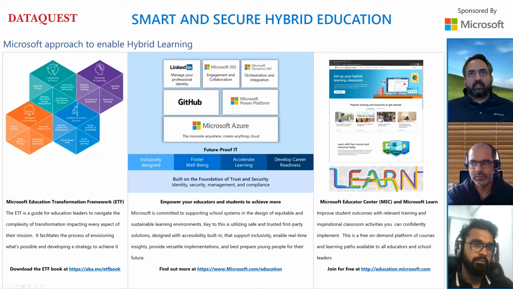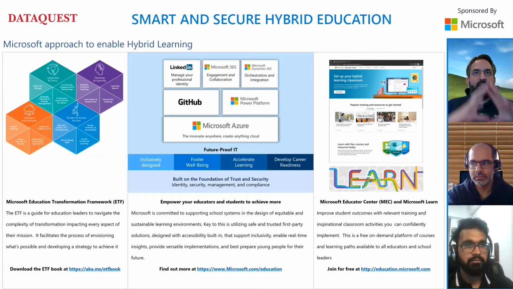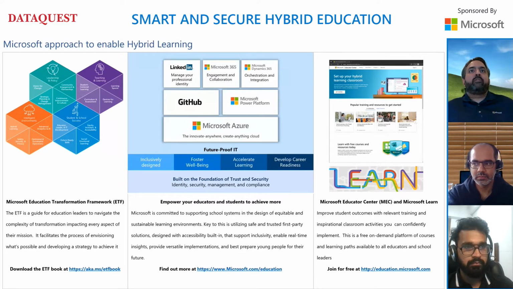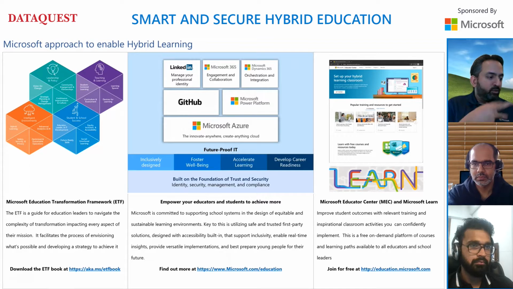In the middle of this diagram is the future-proof IT infrastructure, or the solution set, if you like, from Microsoft's perspective. The approach we're taking is to make that IT inclusive by design, fostering the well-being of the constituents who are going to be using this, from a social-emotional perspective, from a usage perspective, and from an inclusion and accessibility perspective.